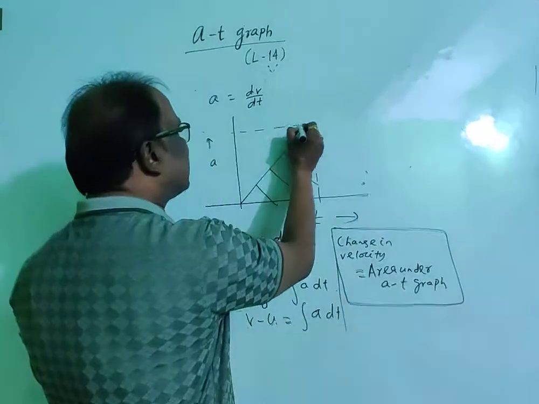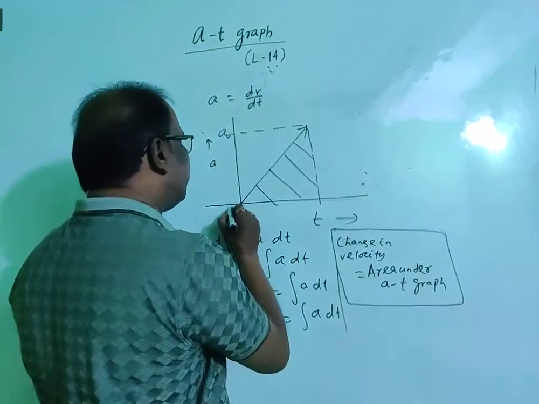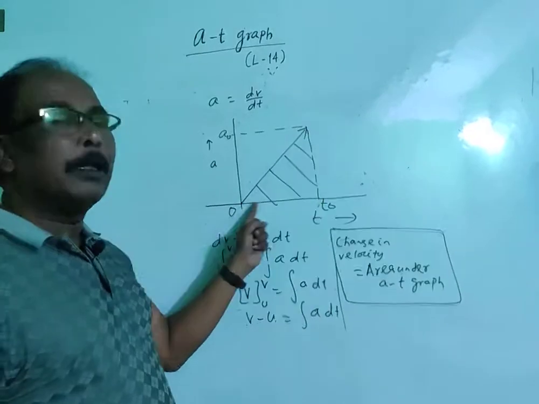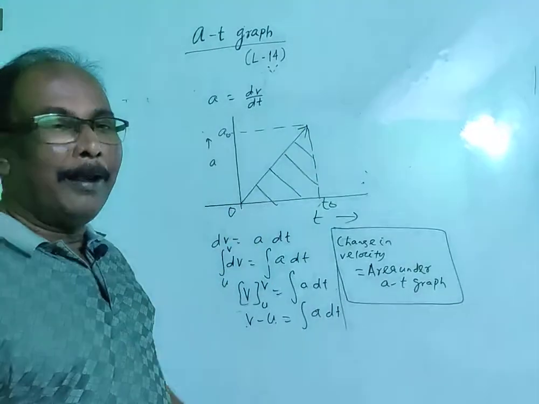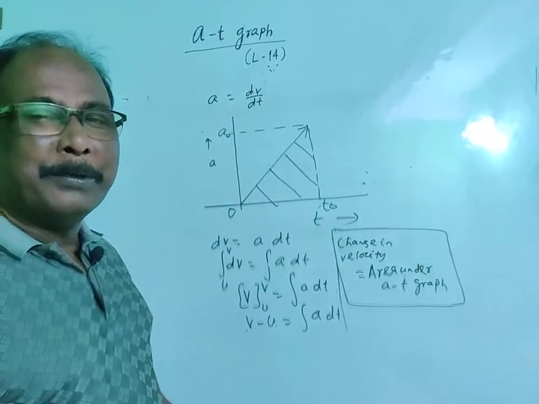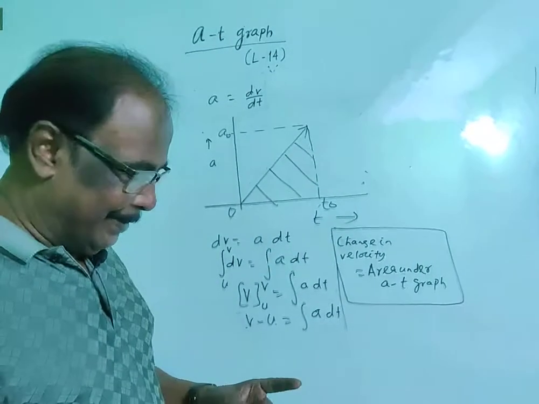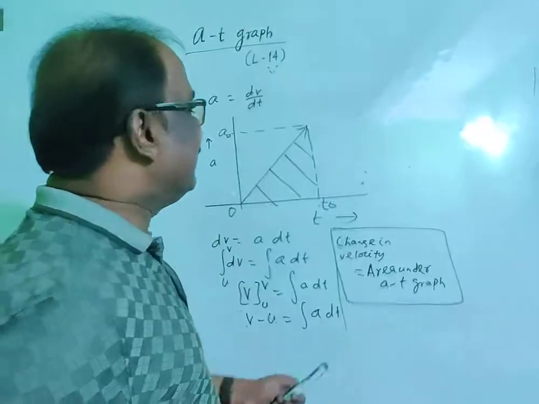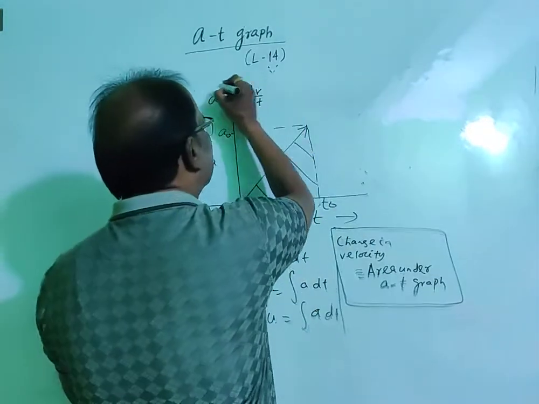If this value of acceleration is given and this value of time is given, then we can calculate the area under the graph, meaning the area of this triangle. The area of this triangle gives us the change in velocity. Okay, fine. This is one concept. Then another concept of acceleration.